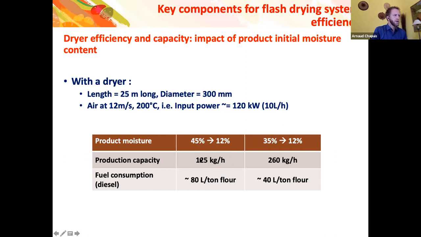Basically, there are two effects. With the same dryer, here with a pipe length of 25 meters and a diameter of 300 millimeters, if you start with a product at 45% moisture content, your production capacity will be 125 kilos per hour, and that will cost you 80 liters of fuel per ton of flour. On the other hand, if you start at 35% moisture content, you will be able to produce 260 kilos per hour with the same dryer, which is more than double, and you will use half the quantity of fuel per ton of flour. This is a very important result, and this is why it is very important to improve pressing and dewatering as much as possible.